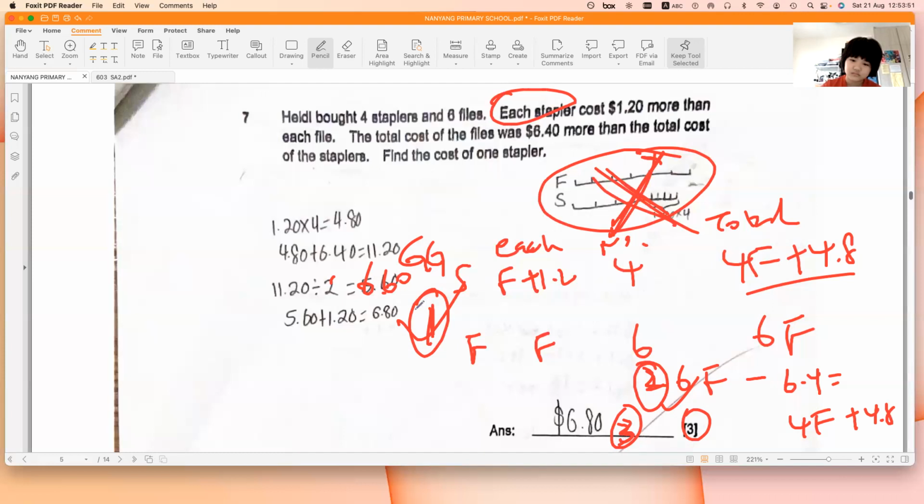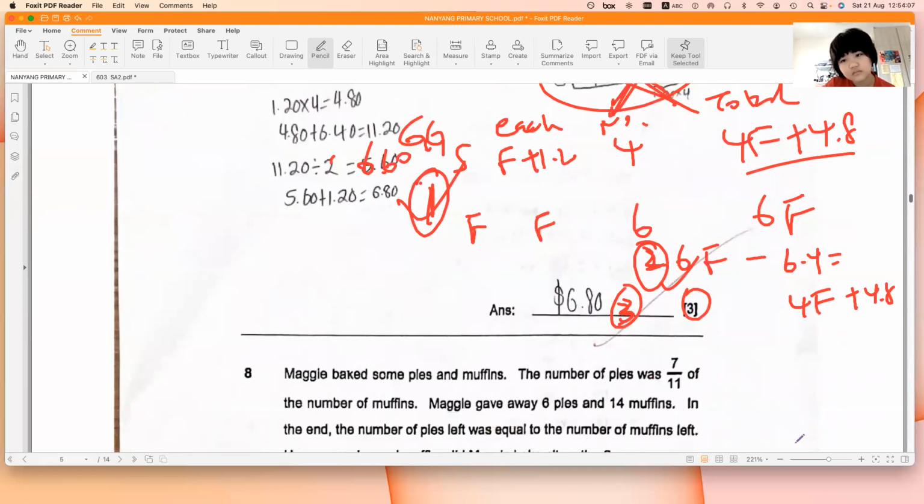And when you use the table method, I think the chances of you making mistakes is less. By the time you finish drawing this model, I already finished the table and solved it already. Then the speed also matters. Okay. Simple.